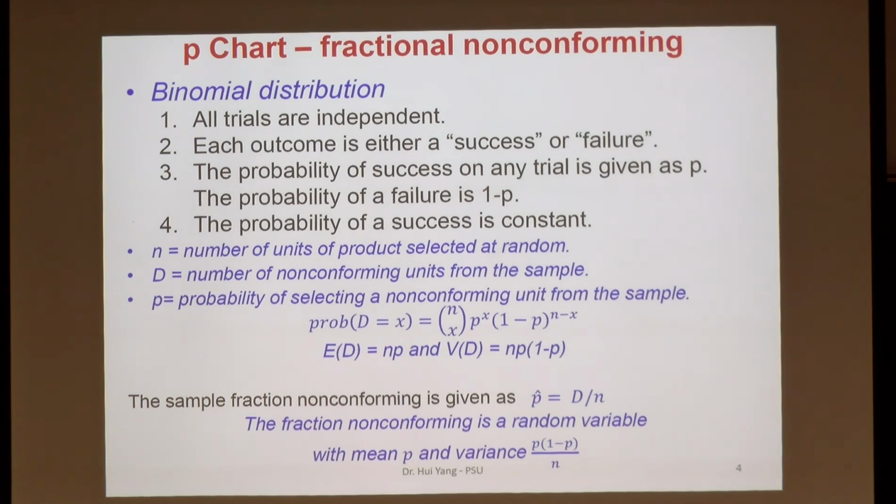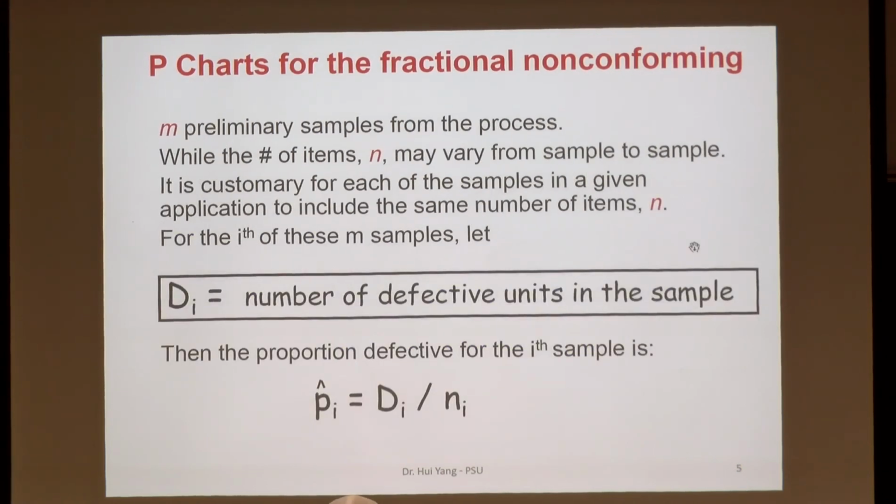Okay? And the sample fraction non-conforming is given as P hat equals D over N. Okay? The fraction non-conforming is a random variable with mean P, and variance P(1 minus P) divided by N. Now, this is the theoretical foundation for the P chart.